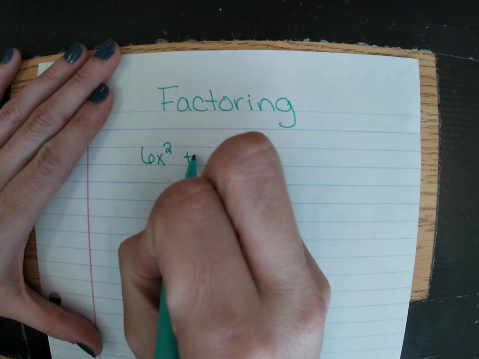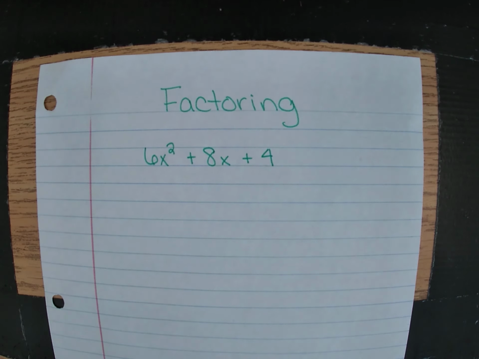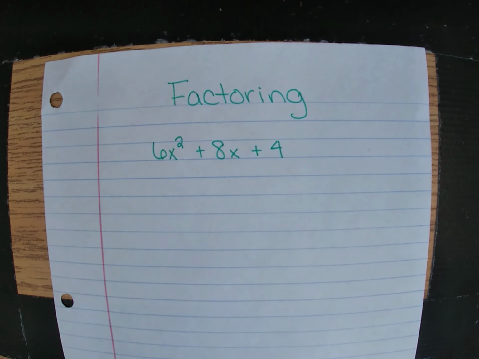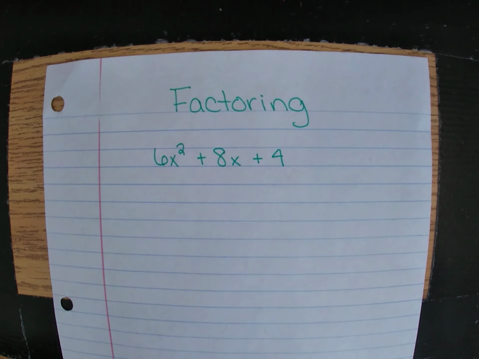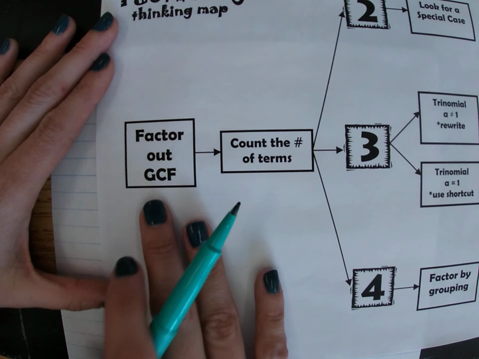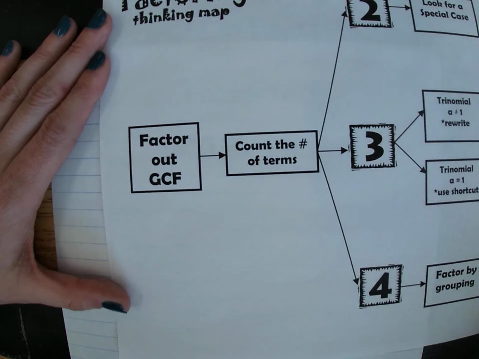So let's say we are given 6x squared plus 8x plus 4, and we are asked to factor this. It's really easy for my students to just look at this and go, oh, it looks like a trinomial. So 6 times 4 is 24, and let's start listing the pairs. The problem is that you can list all your pairs, but this is not a factorable trinomial. We really want to start over here and ask, is there a GCF? That's what we want to look for first.